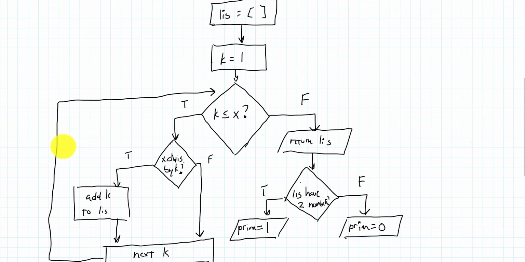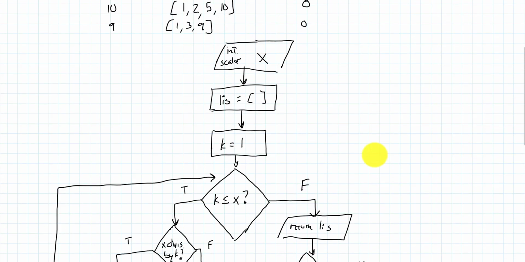Next, 5. Next, 6. 6 is divisible by 6. Add it to the list. Now k is 7. We exit the loop. All right, so we return our list. It's done. We have our complete list. Does it have exactly 2 numbers? No, not for 6. False. So we're going to return 0. It is not prime. So for a first version of our algorithm, this looks pretty good.